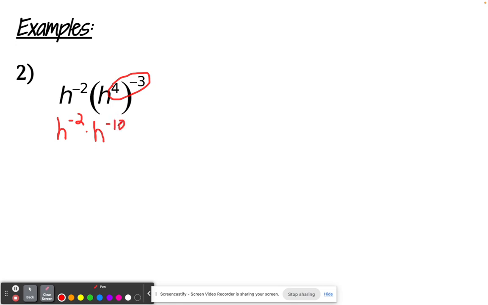Remember, with exponents, you're only raising what it is touching, and here it's touching these parentheses. Now I'm just multiplying exponents with the same base, so I add my exponents. H, negative 2, and negative 12 is negative 14. And my last step, I'm going to bring that downstairs because I have a negative exponent. So I have 1 over h to the 14th power.